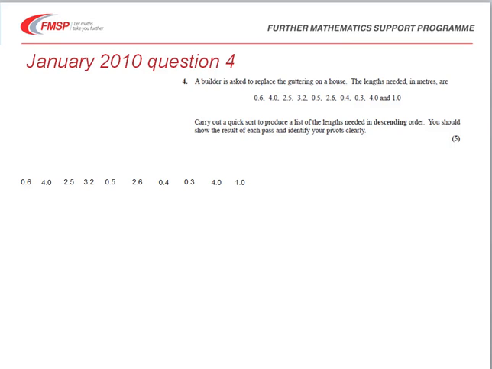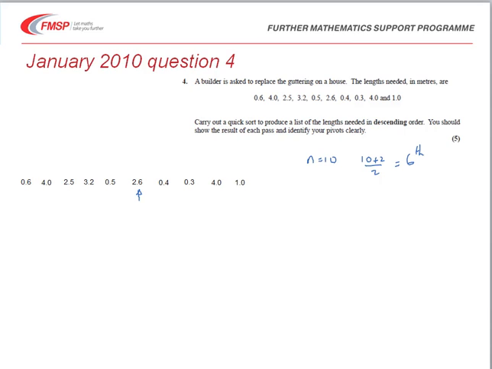First of all, what we'd like to do is to carry out a quick sort to produce a list of the lengths needed in descending order. It says you should show the results of each pass and identify your pivots clearly. By the pivot we're talking about this central element. So here n is equal to 10, an even number, so using the idea that we take 10 plus 2 divided by 2, we get the sixth element. And the sixth element in this list is 2.6.